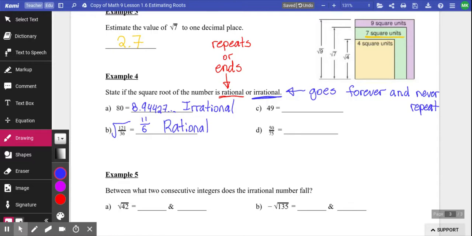If you look at C, you have 49. The square root of 49 equals 7. That's a rational number because it ends.